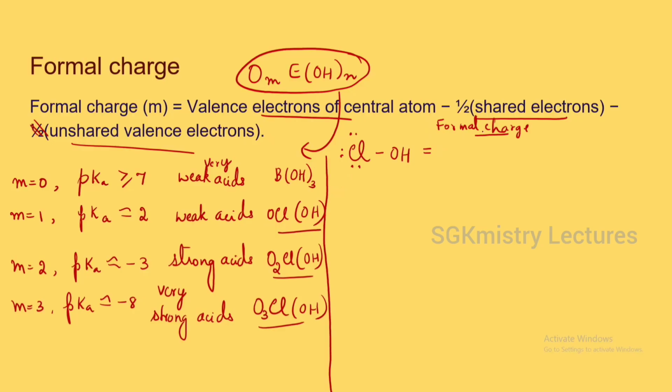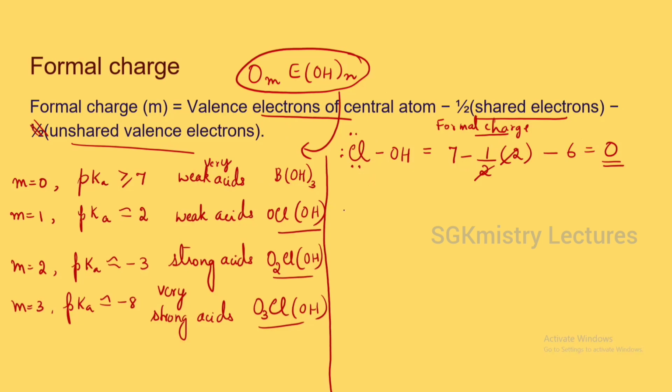Here we know that chlorine is a halogen atom. So valence electrons will be 7, minus half into shared electrons, which are 2, since it is forming only one bond, then minus unshared valence electrons. We know that there are 3 lone pairs, so totally 6 electrons. So 7 minus 1 is 6, minus 6 will be 0, right?